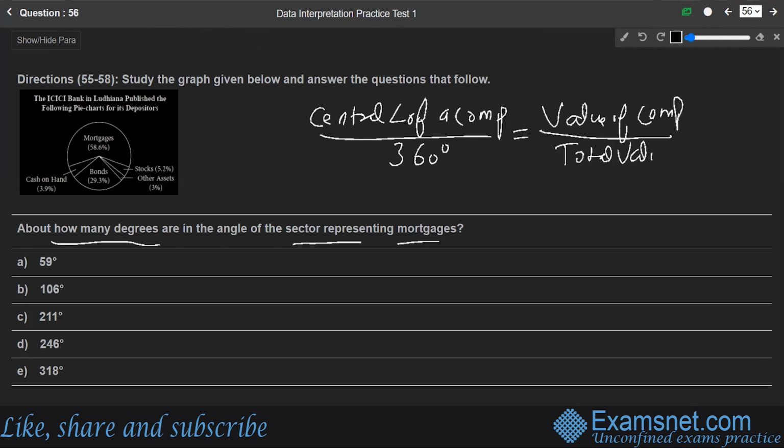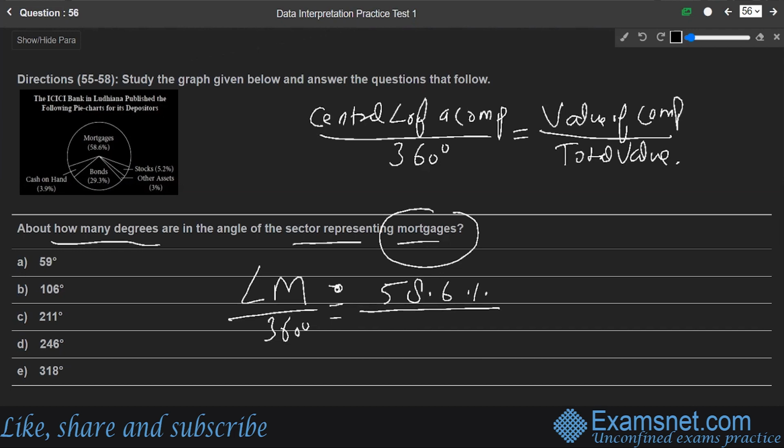What is the formula which can be applicable? We are supposed to find out the central angle corresponding to mortgages. So that can be found out: the mortgages angle divided by 360 degrees is equal to the value of the component. The value of the component, the value of mortgages in the pie chart, is 58.6%. The total value of the pie chart is obviously 100%.